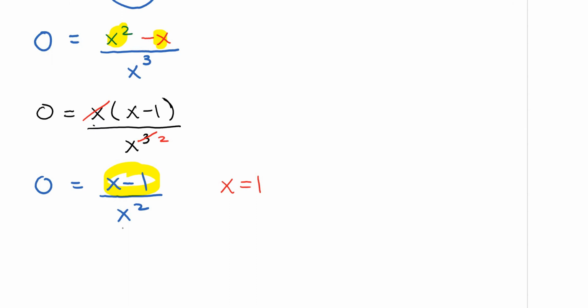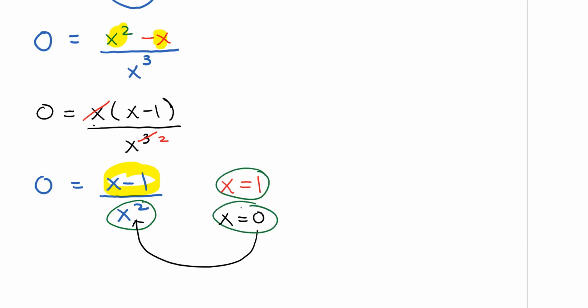And if I look at my denominator here, the value that makes the denominator equal to 0 is x equals 0. So if x equals 0, the denominator is 0, and therefore the entire derivative is undefined. And remember, critical numbers happen when we have x values that make the derivative equal to 0 or undefined. So these right here are my critical numbers.